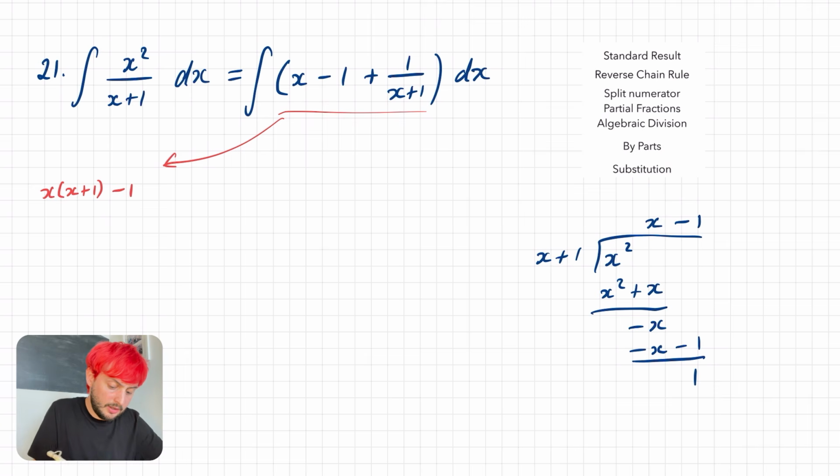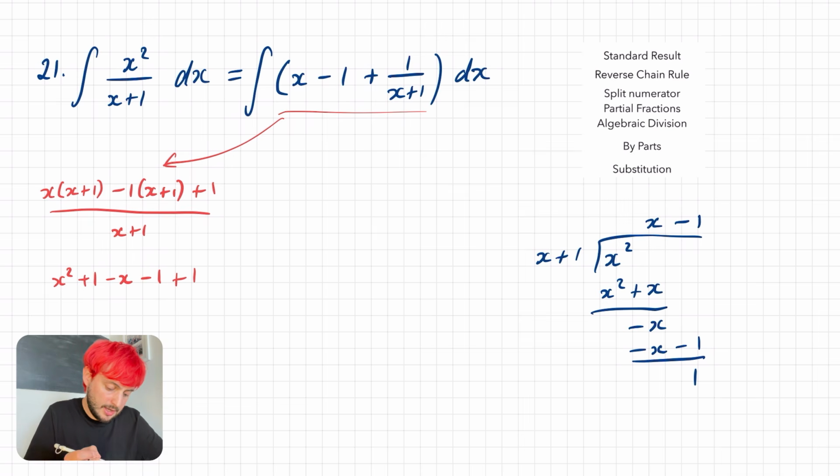The minus 1 would need to have an x plus 1, and the 1 is already over the x plus 1 like this. Simplifying that numerator, I've got x squared plus x minus 1 plus 1. I don't think I have expanded that bit correctly. Oh no, I have, that's good. X squared, oh no, I expanded the brackets wrong at the beginning. This should have been x squared plus x.